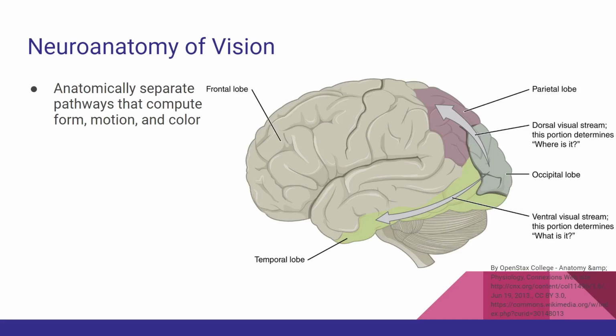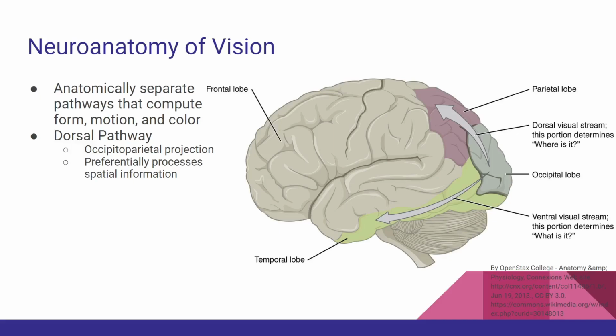And one is called the dorsal stream, and the other is the ventral stream. This dorsal pathway is called an occipital-parietal projection, meaning that it starts in the occipital lobe and projects toward the parietal lobes, and it's preferential for processing spatial-related information or locational information. It's involved in the visual motor integration with the environment, your ability to engage with the world around you.